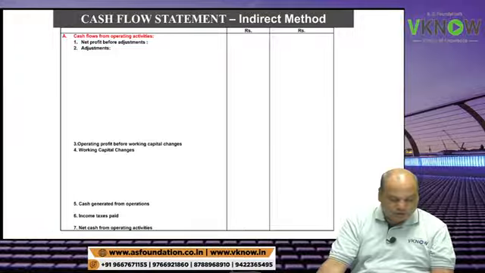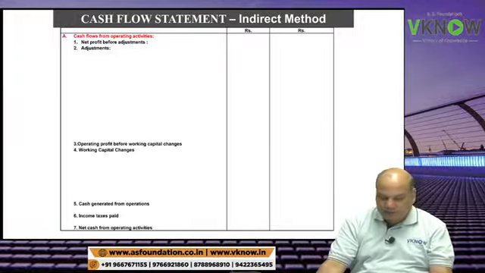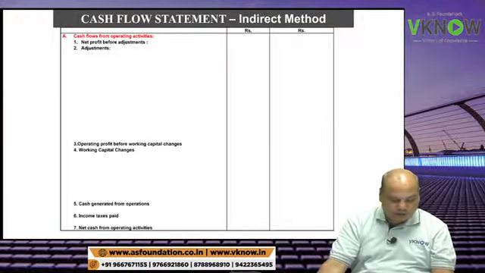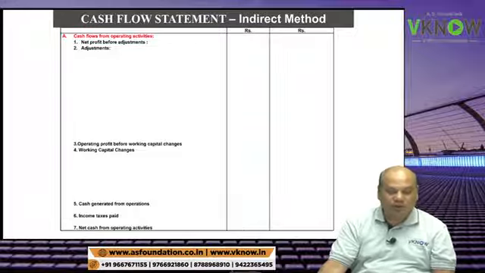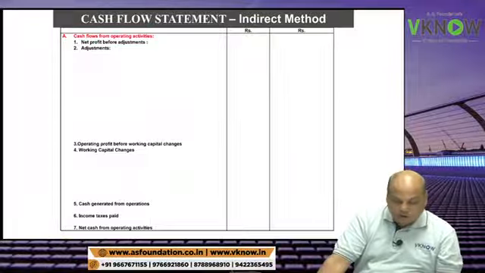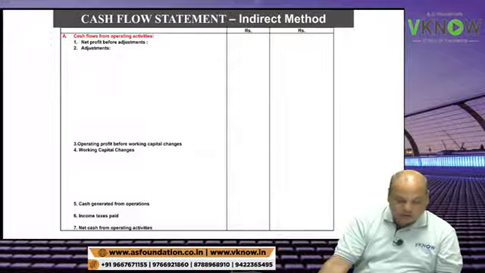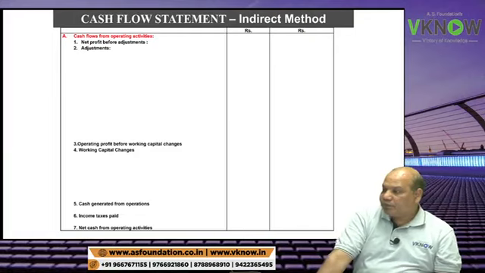So my dear student, please write down AS Foundation Limited. Cash flow statement in bracket indirect method, for the year ended 31st March 2011.